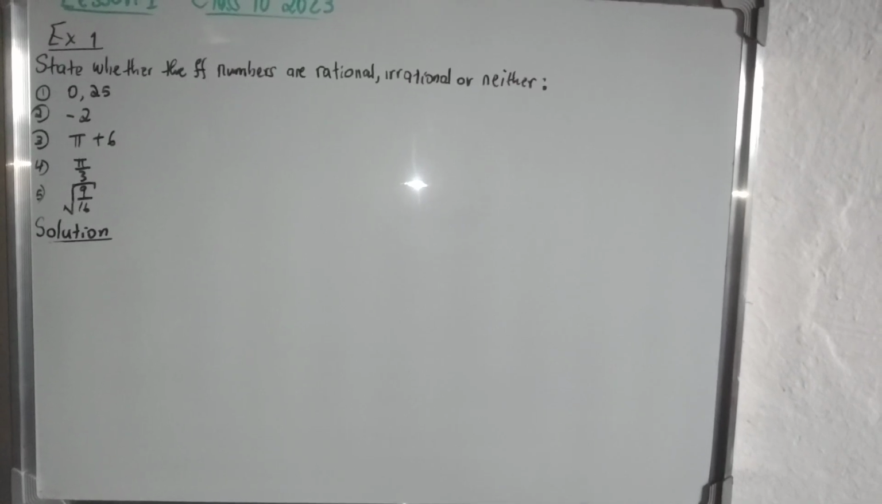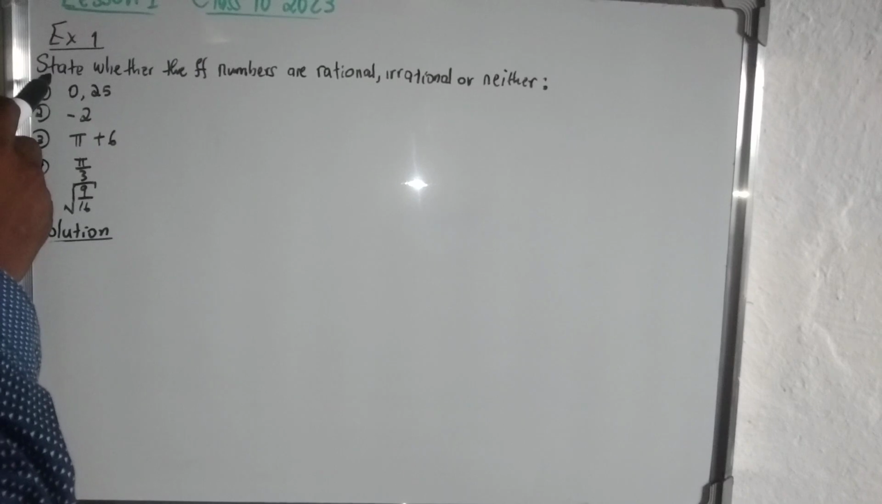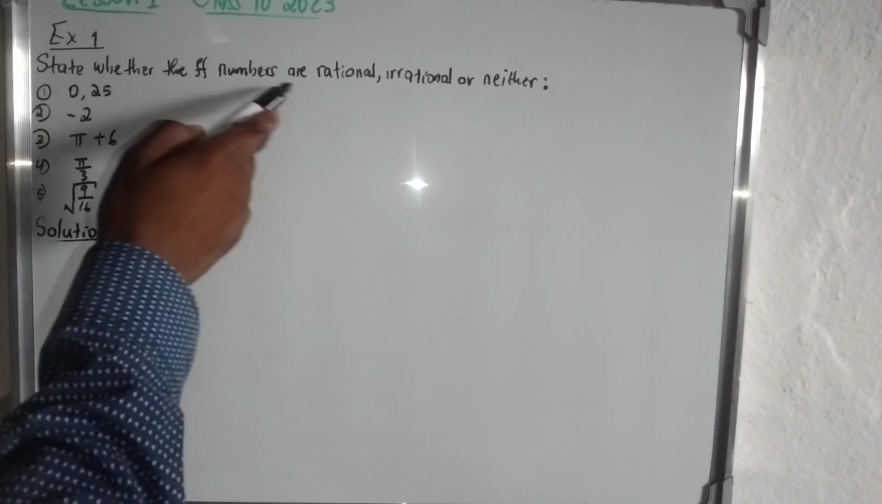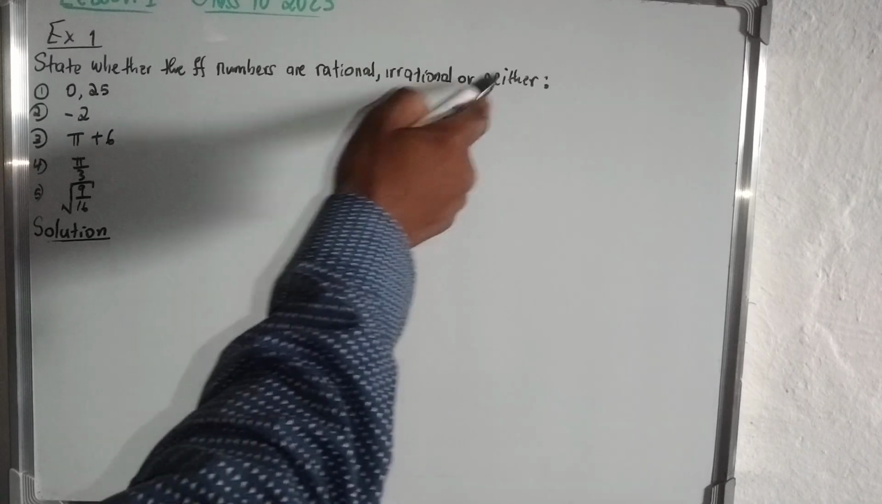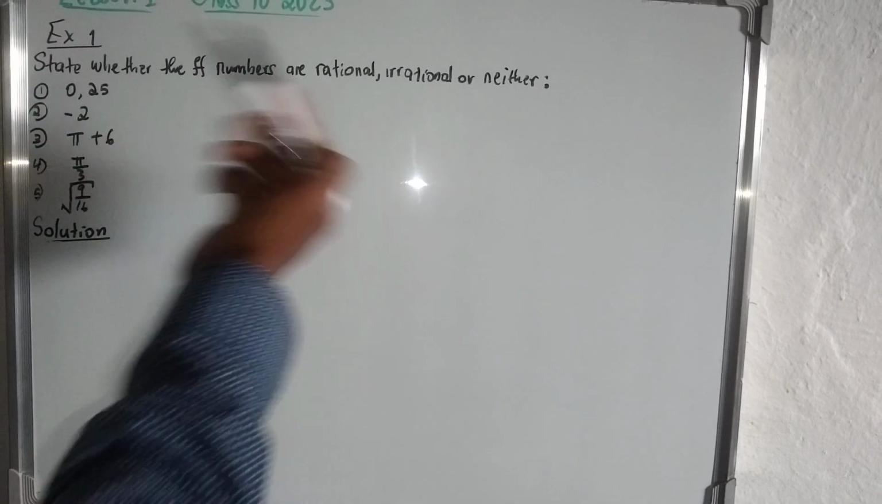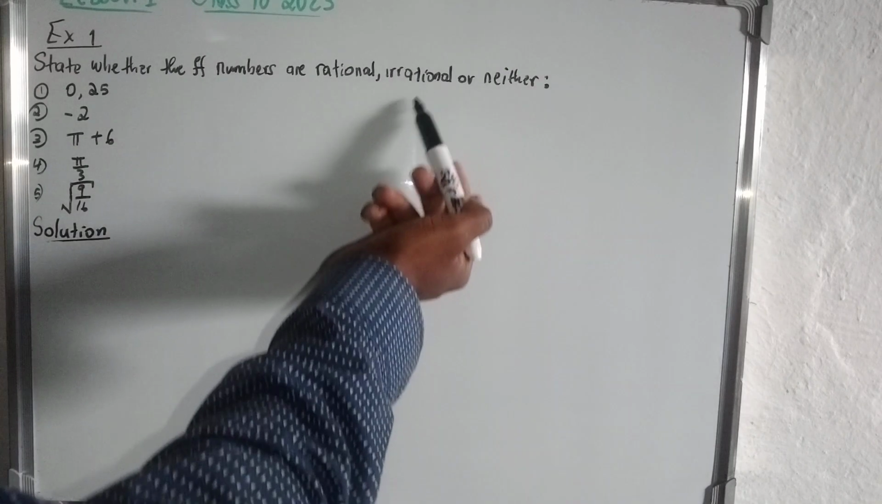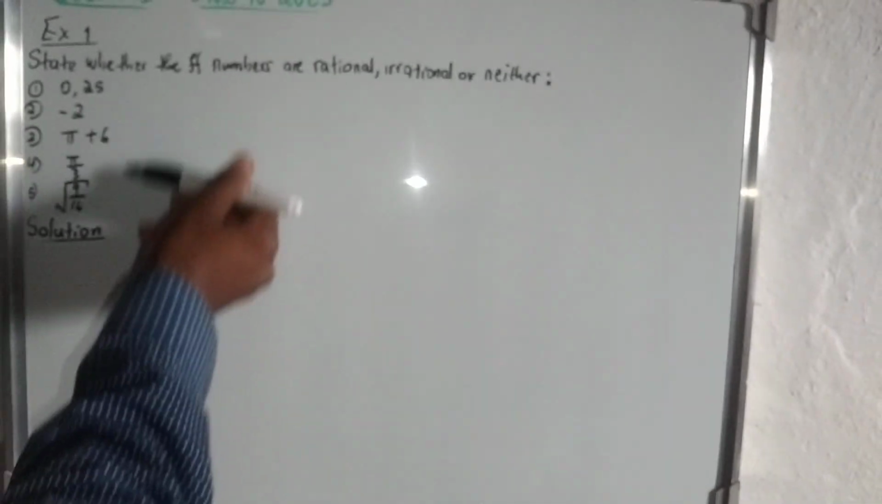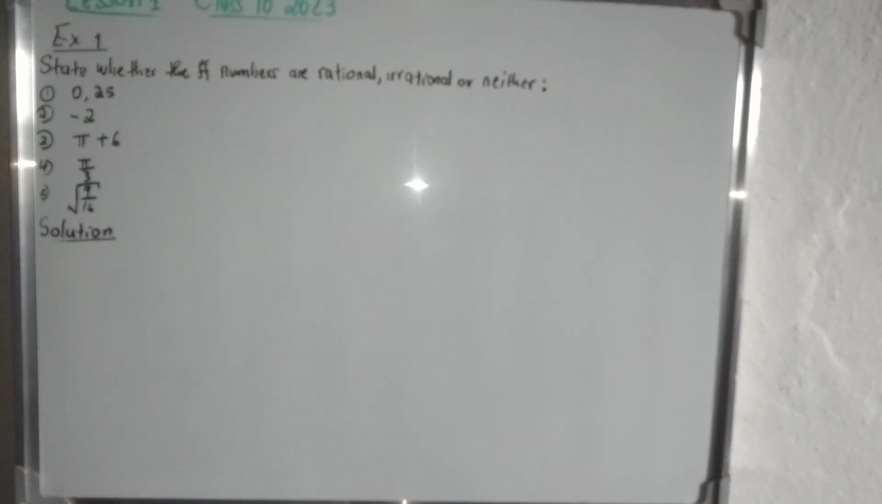Now let's continue by looking at the first example. It says state whether the following numbers are rational, irrational, or neither. So we have 5 questions here, and we identify whether the first one is rational, irrational, or neither, as well as the second one up to the 5th one. Now let's look at the first one together.